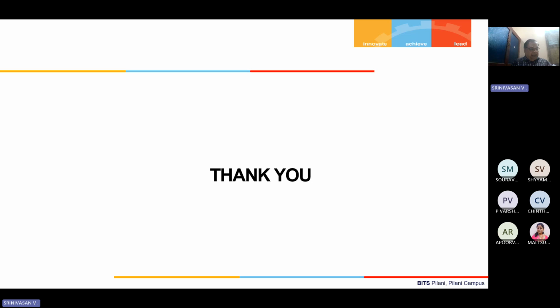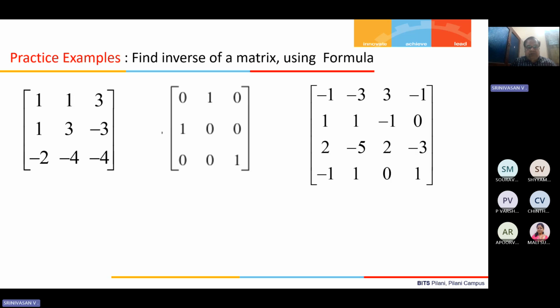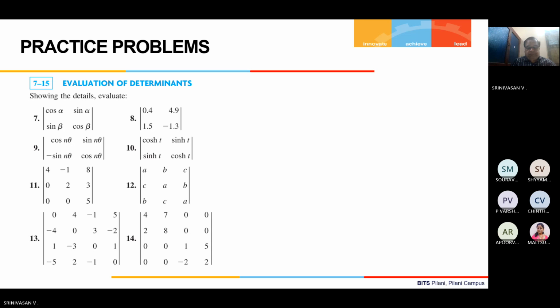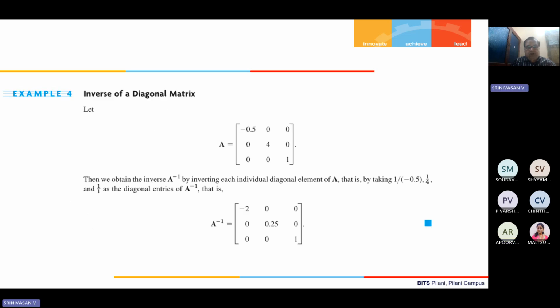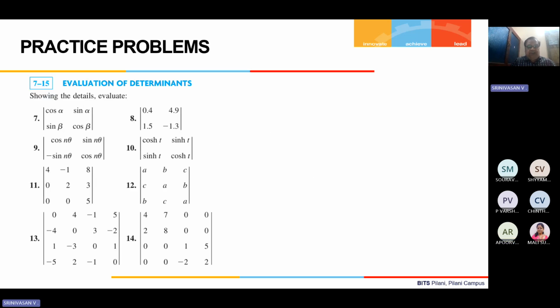And as I told you in the beginning, determinant of Ka is not just K into determinant A, but it is K power n determinant A. You can easily check that. For instance, shall I just demonstrate it to you if you want? Sure, sir. Okay. Let me just take determinant A.